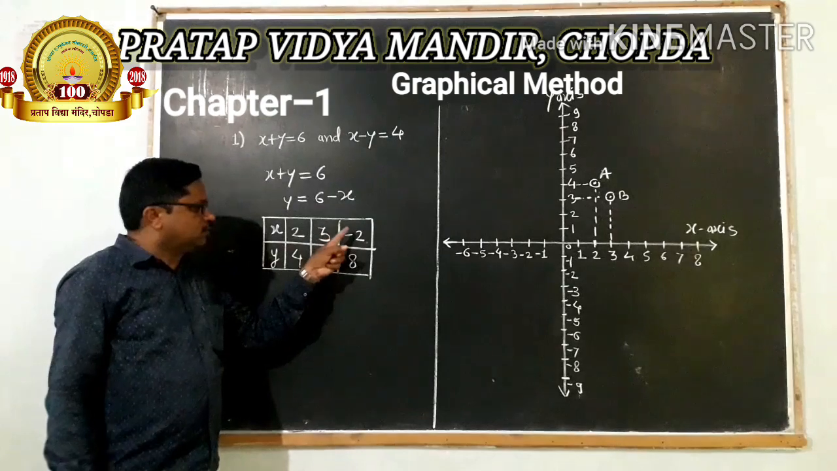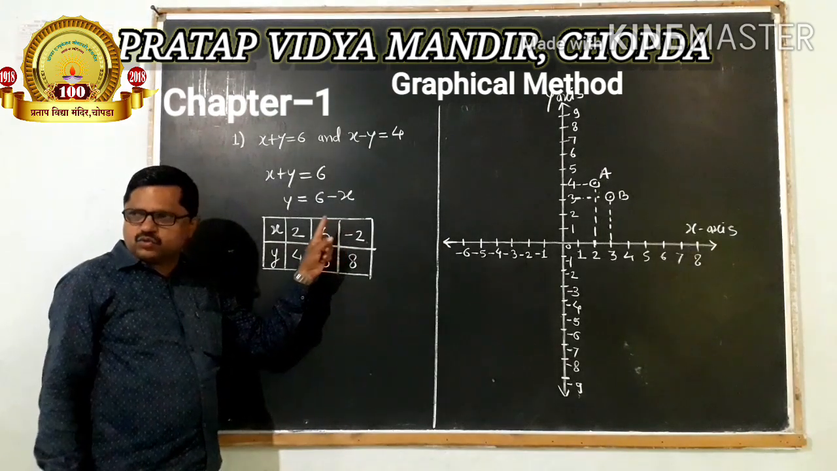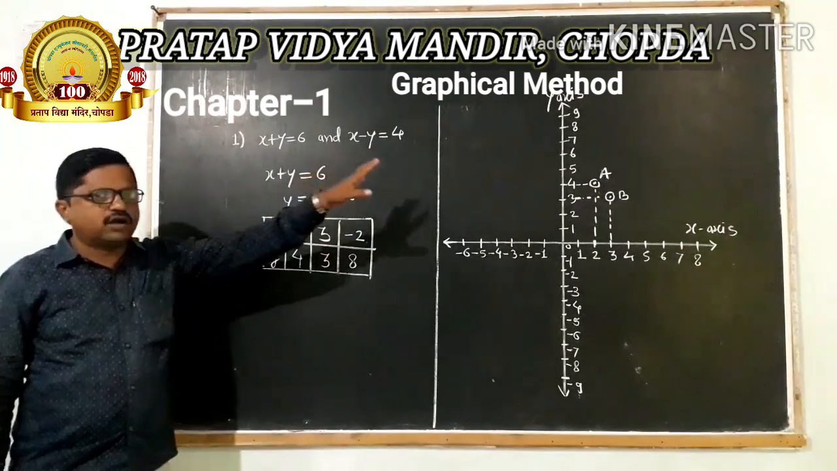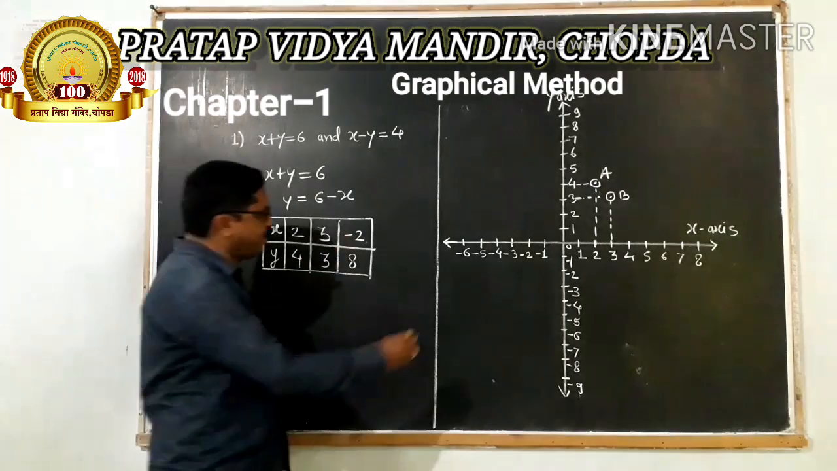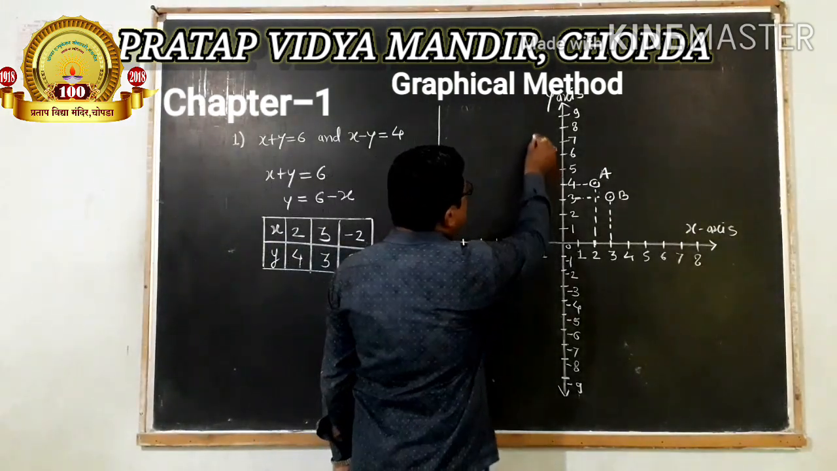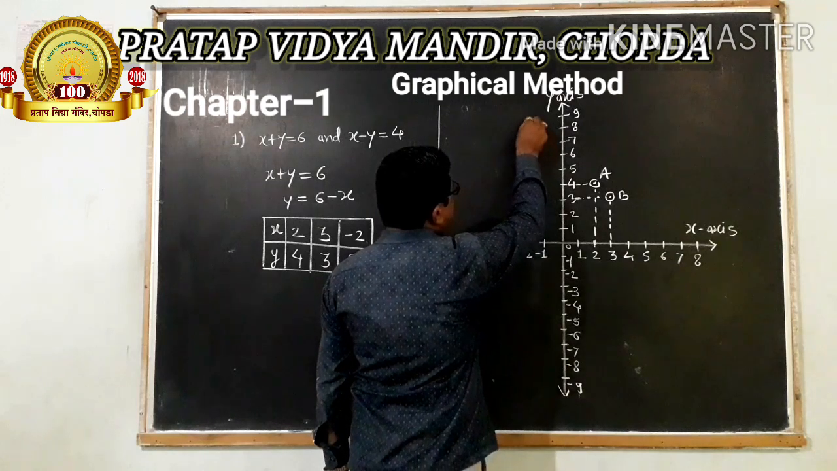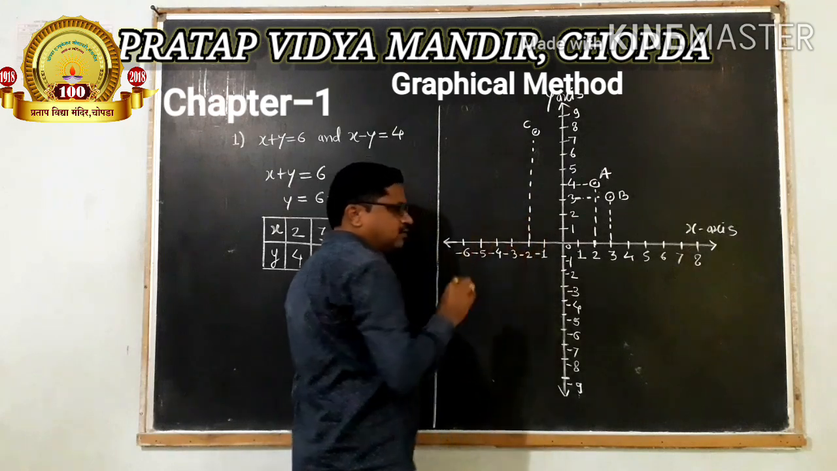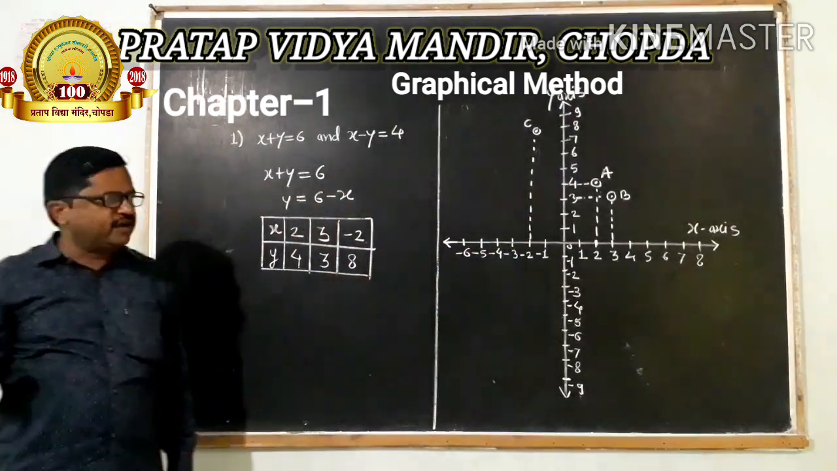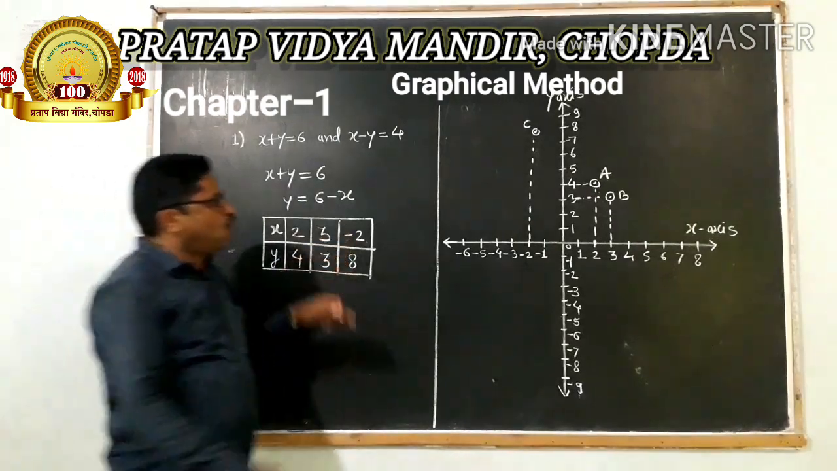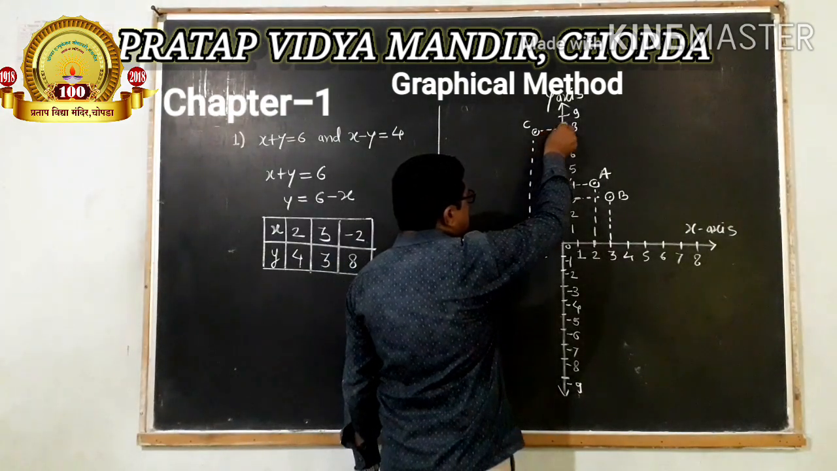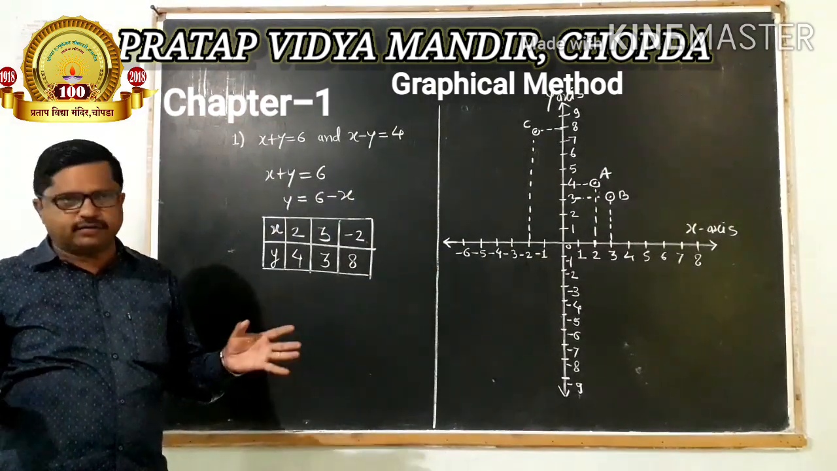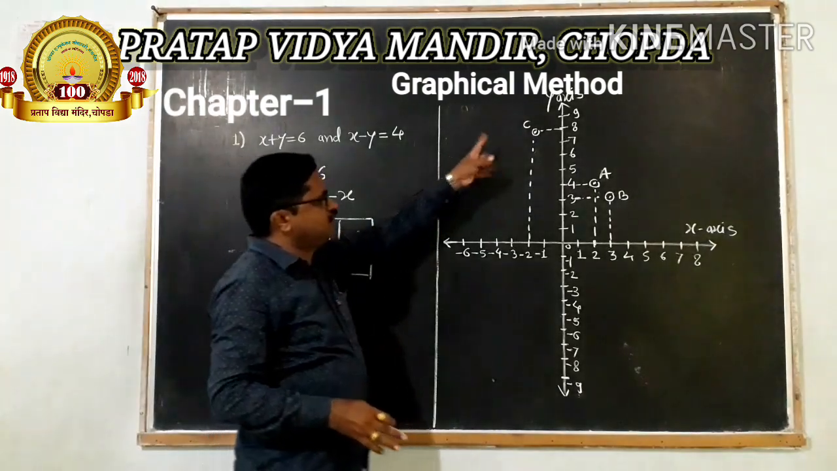And for the third point, the x coordinate is minus 2, the y coordinate is 8. Then take these coordinates on the graph paper. Minus 2, 8. Minus 2 on the x-axis and 8 on the y-axis. The point C will be here. Take a perpendicular on the x-axis because the x coordinate is minus 2, and on the y-axis 8. Why 8 on the y-axis? Because the y coordinate is positive 8. And so this is point C.